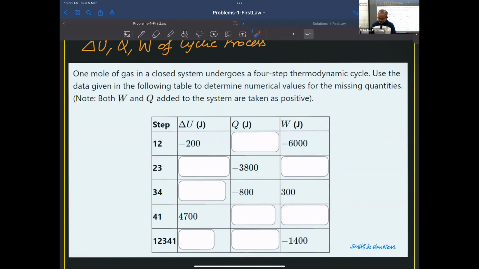Of course, here W and Q both added to the system are taken as positive. That's a sign convention which is followed in Smith and Van Ness. Both Q and W added to the system are positive. If that convention is used, simply delta U equal to Q plus W is valid. Whereas in mechanical engineering, sometimes they use the statement that work done by the system is positive and heat added to the system is positive. In that case, your formula will be like delta U equal to Q minus W. Whereas what is applicable here is Q plus W.